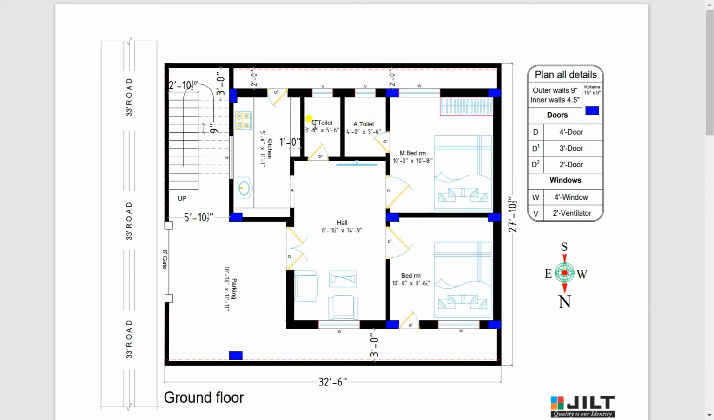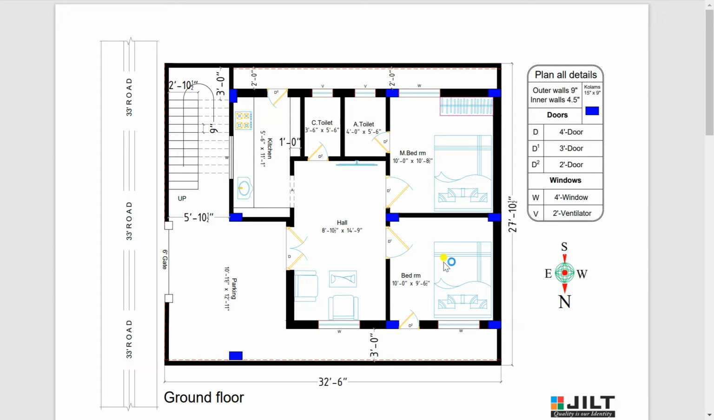From the hall you can view there is a common toilet of size 3 feet 6 inches by 5 feet 6 inches. From the hall I am entering towards the master bedroom of dimension 10 feet by 10 feet 8 and a half inches. This is the master bedroom of our ground floor plan, which is attached with a toilet of 4 feet by 5 feet 6 inches. I am returning back to the hall.